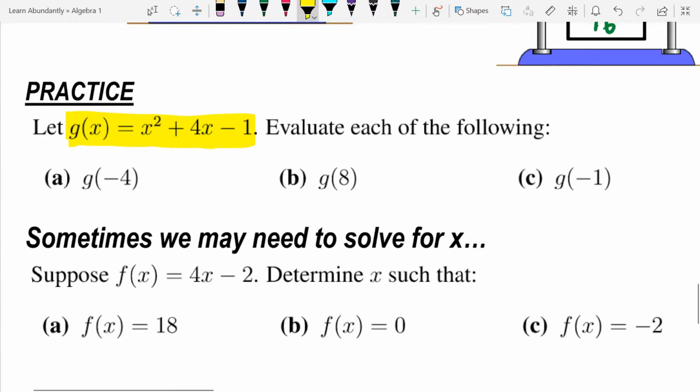That doesn't change anything. The letter doesn't matter. A lot of times you'll see either g or f. And so you see in the next one we have an f. And it doesn't really make any difference what the letter is out front. The most common ones you'll see are f, g, and h. So let's try this one.